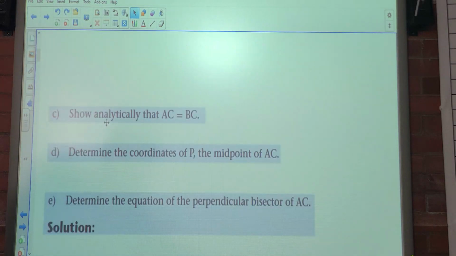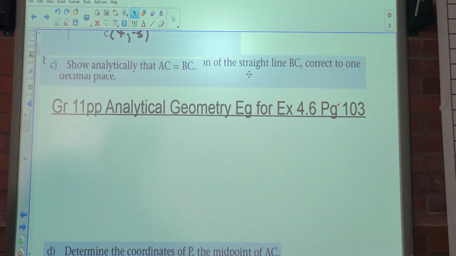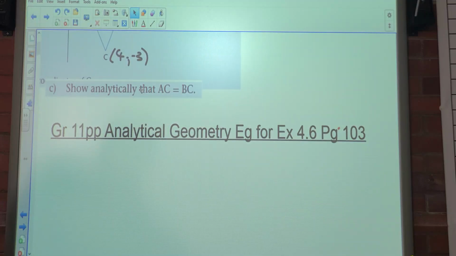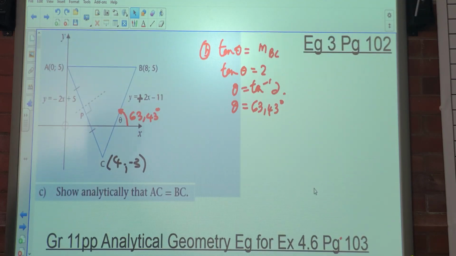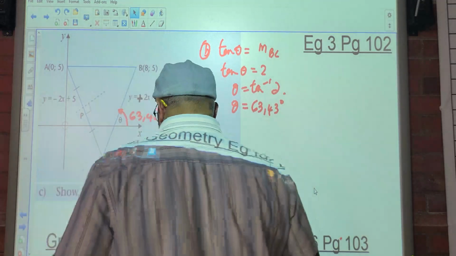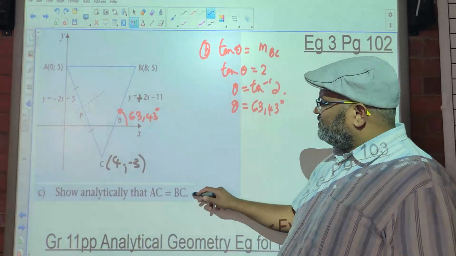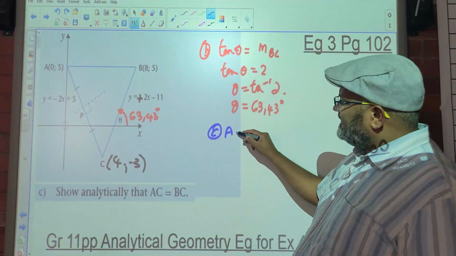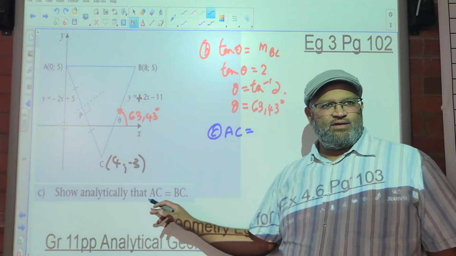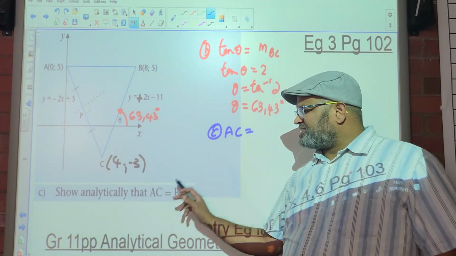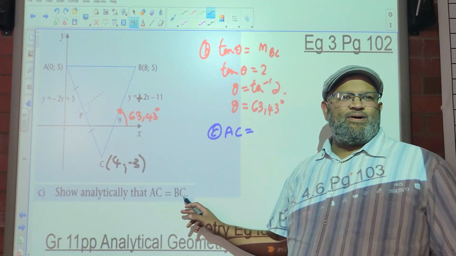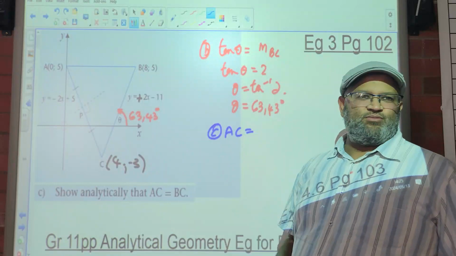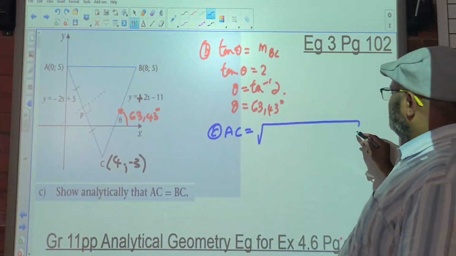Alright. Look at C. Show analytically. So we were talking about analytical methods. Then I must use midpoint, distance, gradients, lines of parallel gradient, and so on and so on. You guys understand? So if we must prove analytically that AC is equal to BC, I start off by working out the distance of AC. Do not open with the opening statement saying that AC is equal to BC. We must conclude that AC is equal to BC. You guys understand? So what's my formula?